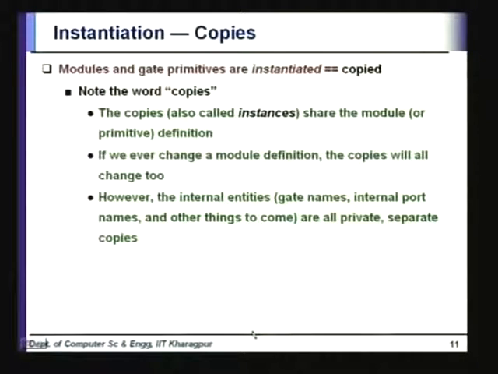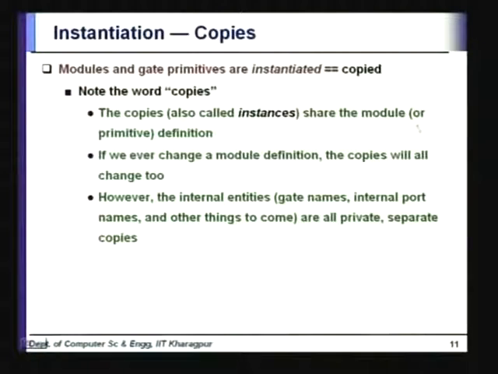Modules and gate primitives are instantiated, which means that they are copied. It is not like a function call. In a function call it is the same code which is executed. Here they are two separate physical entities. The mux1 and the mux2 are not the same thing. They are two physical hardware pieces. So these are instantiated or copied, they are not called. Please understand the difference between them.